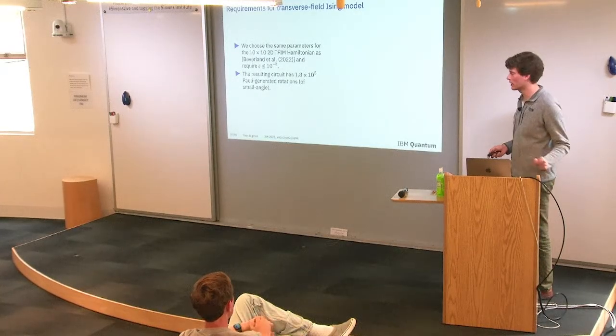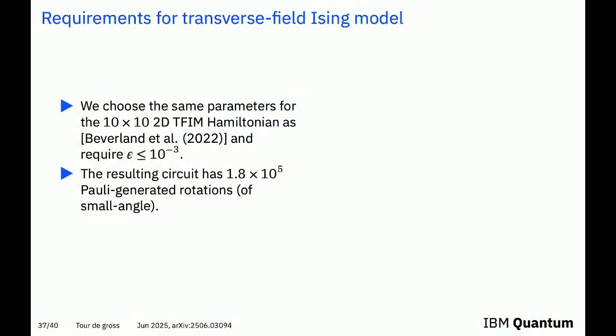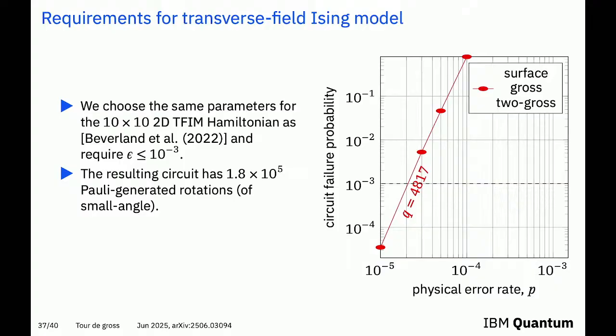So another thing we looked at was this transverse field Ising model. So we choose the same parameters for a 10 by 10 2D transverse field Ising model as in an earlier paper. And let's say we require that the accuracy is 10 to the minus 3. Then the resulting circuit has about 10 to the 5 Pauli-generated rotations with some small angle. And if we use the gross code architecture, the bicycle architecture with the gross code, then given a certain physical error rate, this architecture gets the following circuit failure probability.